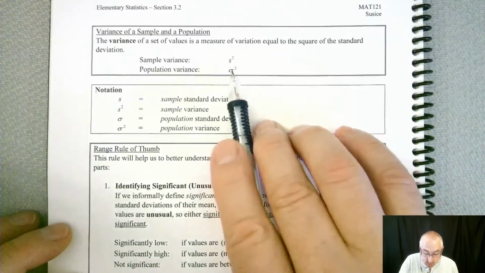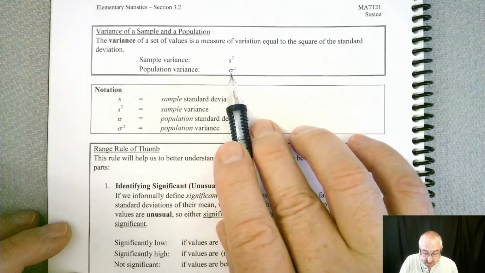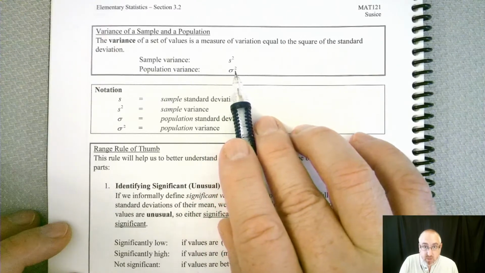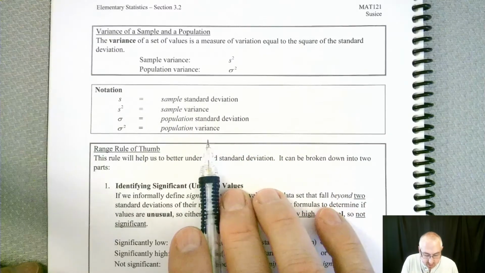So S squared, and then of course the symbol for the population standard deviation is sigma, but variance would be sigma squared. So now we have all of these different notations.